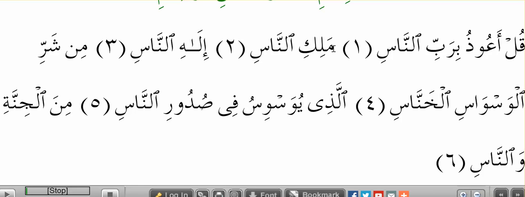Did Allah say, قُلْ أَعُوذُ بِرَبِّ النَّاسِ بِمَلِكِ النَّاسِ بِإِلَهِ النَّاسِ? Did He say that? But that's what it means. It means, say. This word قُل means what? Say. أعوذ, I seek protection. Bi, what does it mean? In. Rabbin Nas.